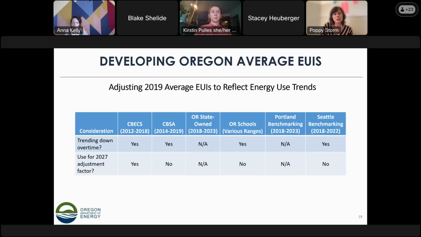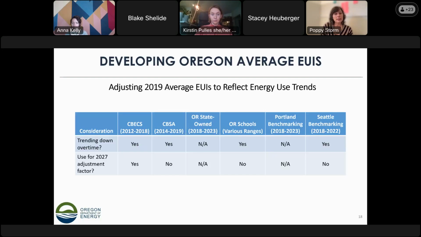Oregon State owned buildings is an NA, as is Portland benchmarking. There were some issues with the classification of the building types, and so we were not able to estimate a trend line for those data sets. But we did also see a definite trending down for Oregon schools and that data, which was a census data sample, and we see the trend down and decrease in EUIs for the Seattle benchmarking.